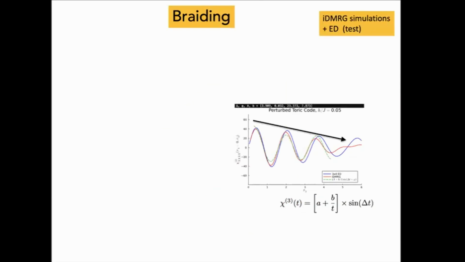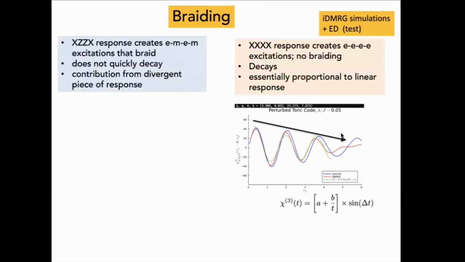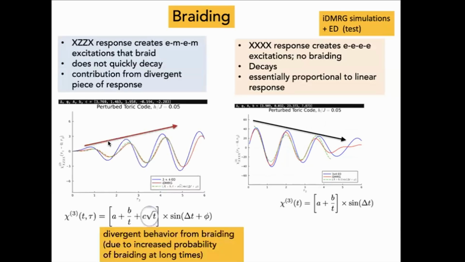That signature is shown here. If all the magnetizations are in the same direction, so all your fields are in the same direction, it produces no braiding, and you basically see a sinusoidal behavior that decays with time. On the other hand, if you take these fields which are in different directions, so the operators involved are not commuting, you create E's and M's that braid, and it gives you an additional term in the response.